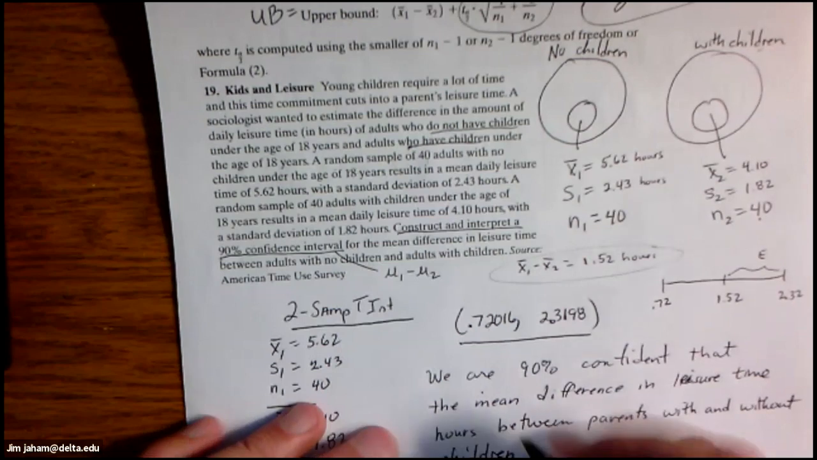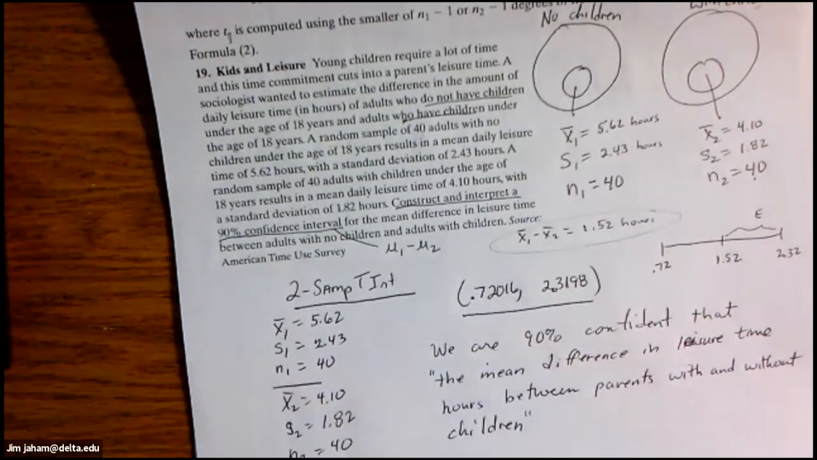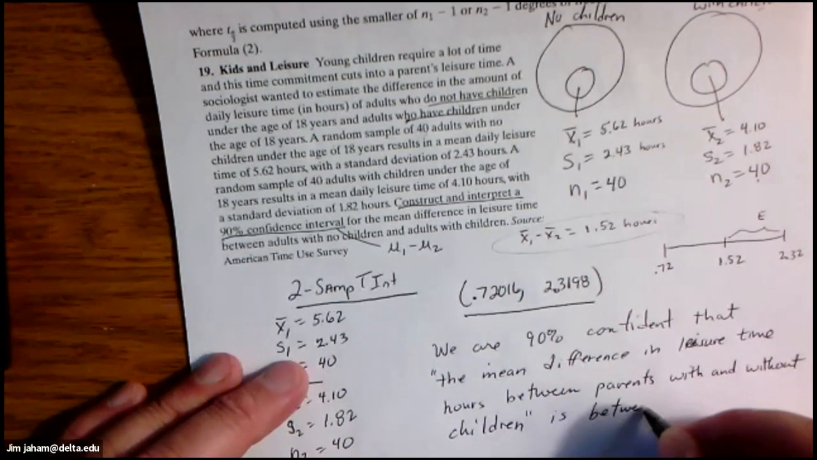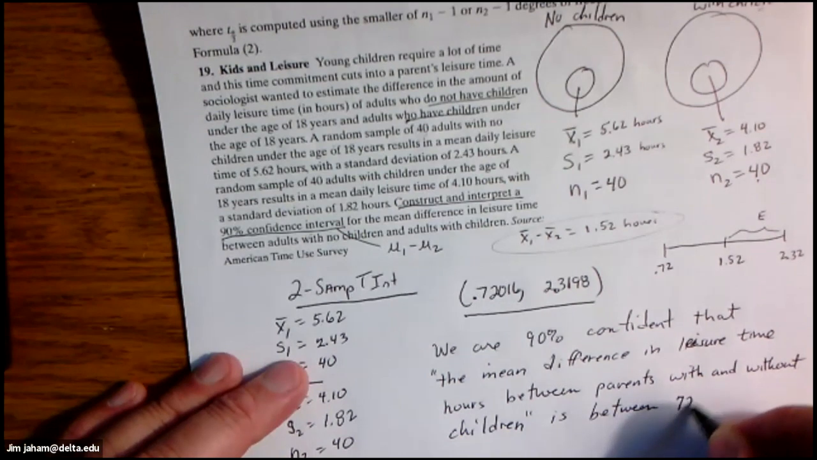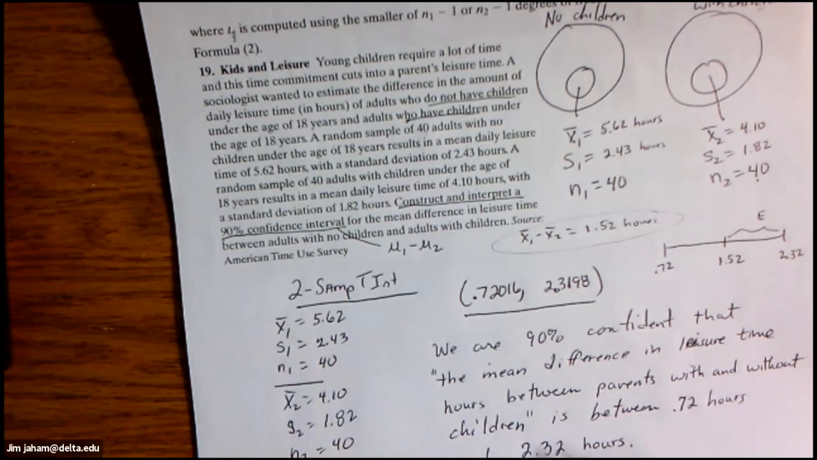All right. So all of that, from here to here, we're really just describing the mean that we're estimating here. And so you can say it in different words, but you want to get the word mean in there, and then you've got to indicate that it's a difference. So it's a difference between these two groups. And then the final thing is the interval is between 0.72 hours and 2.32 hours. So you list the interval numbers and then give the appropriate unit.